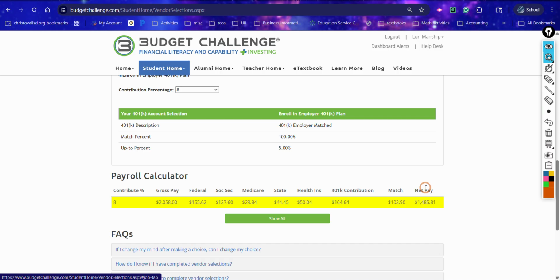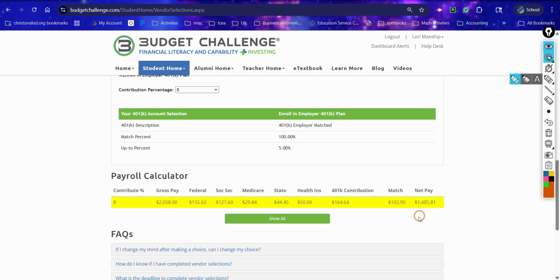And so for me, I'm getting $1,485.81. That's because I chose the 8%. I chose the 8% because these two numbers, when we add them together, are going to be greater than the $250 that we need to be able to make that $1,000 by the fourth paycheck.